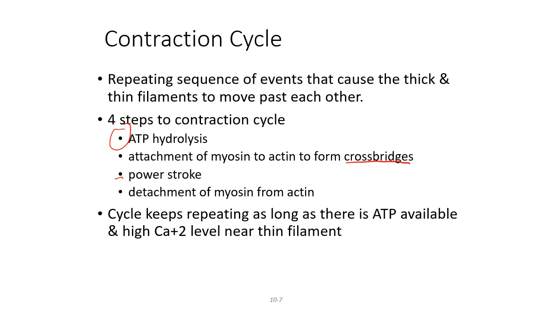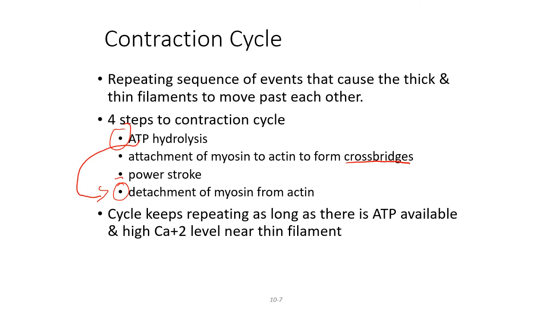So this is the actual movement process. The myosin is going to change shape, and then we're going to get the detachment of myosin from the actin, and this occurs when a new ATP comes along to bind to the myosin. So it's going to come along and help to detach the myosin from the actin itself.